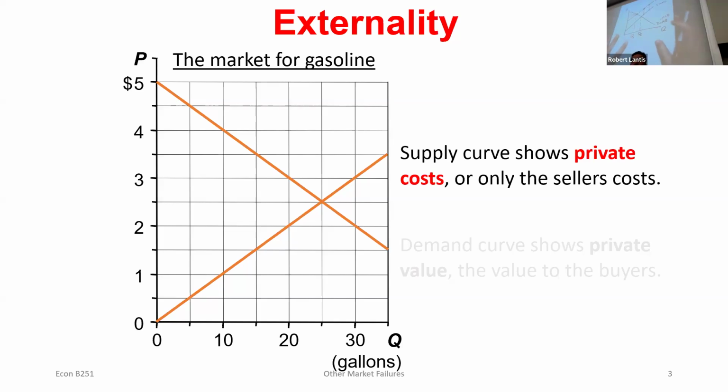Questions on this idea? So with negative externalities, marginal social costs are higher, and so the market will always arrive at a quantity that's greater than that socially optimal quantity, right? Because the private consumers and producers in this market don't factor in these external costs, okay? Any other questions before I keep moving here?